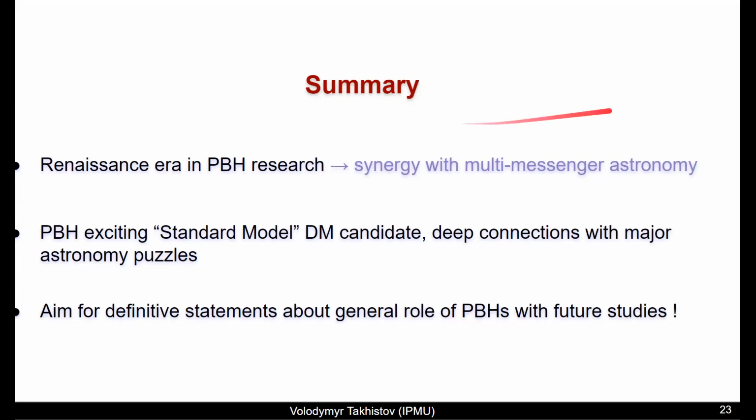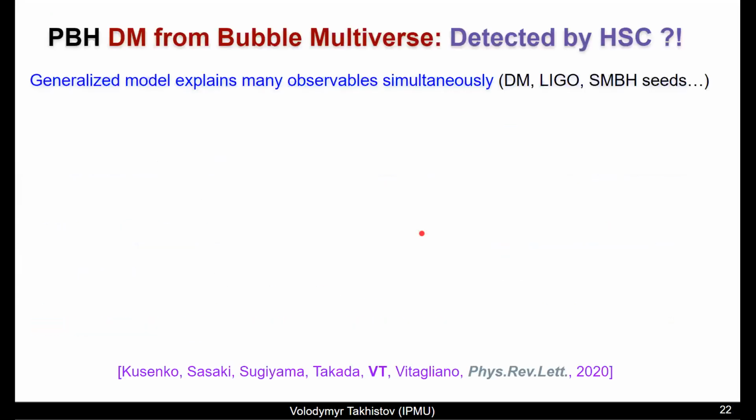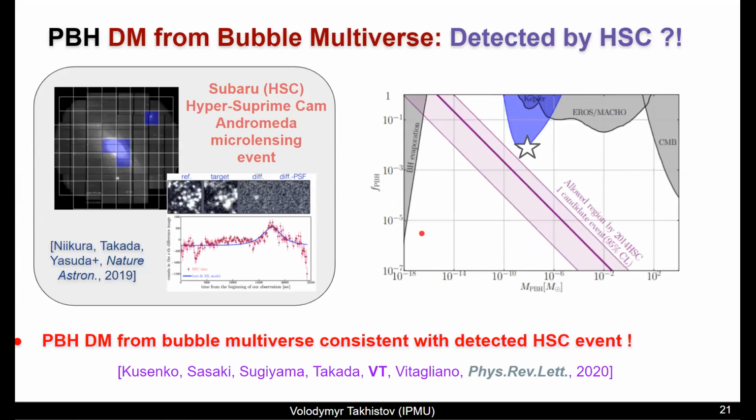So a question on the 2019 Nature paper candidate event from HSC, from Hyper Suprime-Cam. What are the other possibilities for that? I mean, there are systematic issues, right? So could that be a variable star?